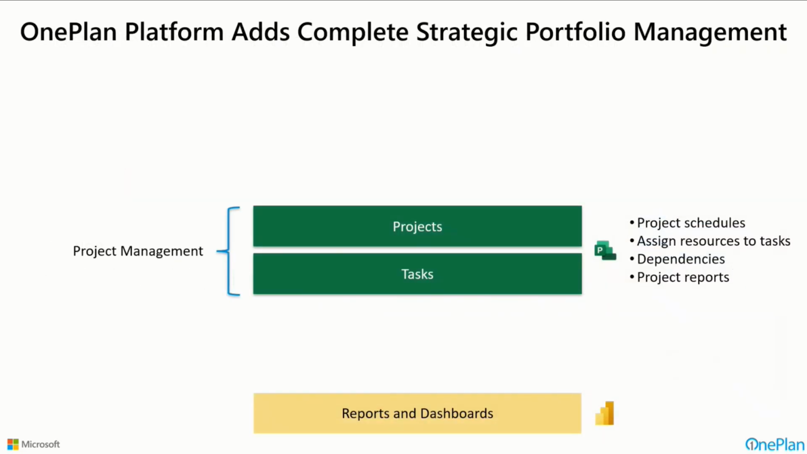Now, if we think about Project for the Web, and then think about OnePlan, our solution that really adds and complements Project for the Web to a complete strategic portfolio management solution that includes robust resource management, let's look at this from a building block perspective. Project for the Web in the green here allows you to create individual projects and plans. It allows you to add tasks and create project schedules, assign resources to tasks, put your dependencies on and schedule those, and even have project reporting. There's a native content pack or report pack for Power BI that gives you reporting on the schedule and assignment information that you have within your Project for the Web plans.